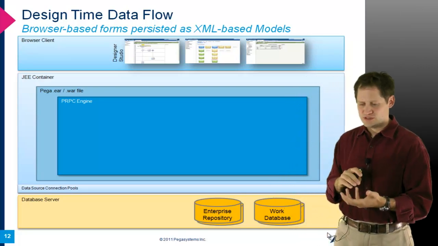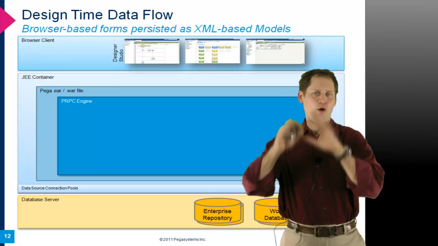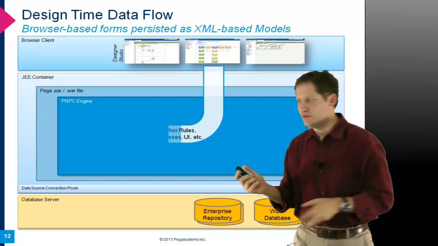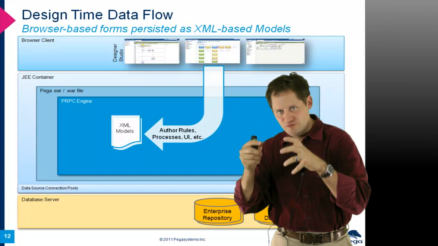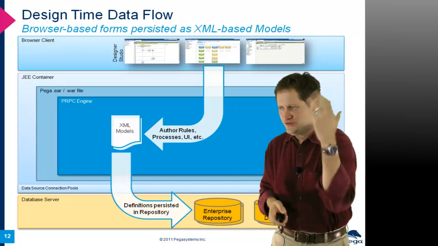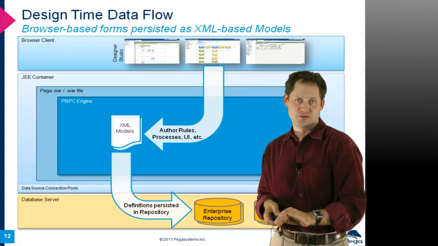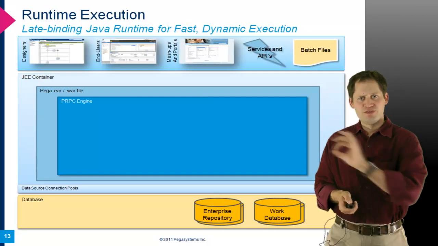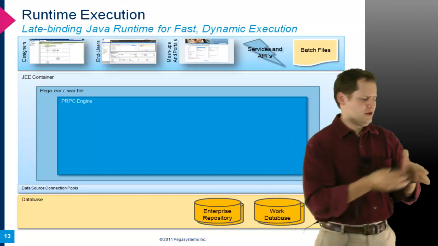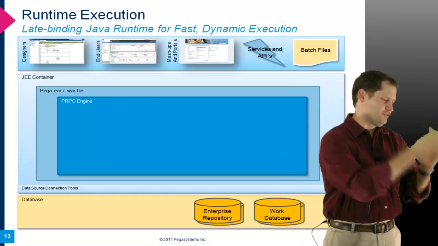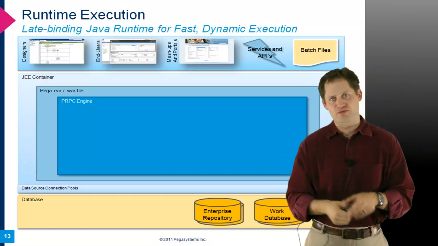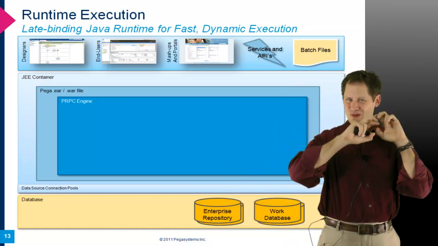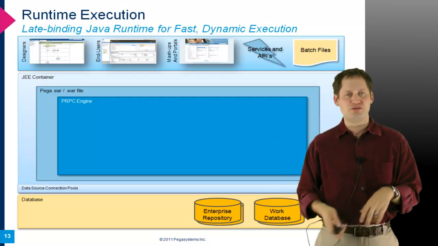So let's talk about how the engine works. At design time, as I'm authoring my rules and my process in my browser-based environment using my browser-based tools, what I'm really generating are XML documents that represent those models and persisting those documents down into the repository. That's pretty straightforward. At runtime, the system is designed so that any request, whether it's a user coming in through a screen, a web service, an API call, or a batch file, looks like a lowercase-s service generically to the system.